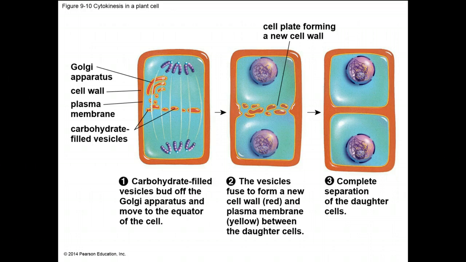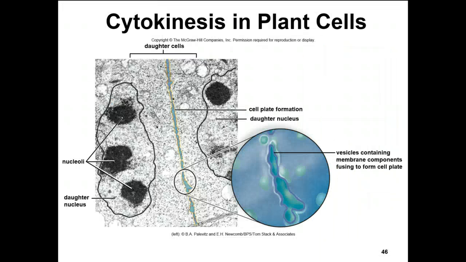So in plants, the stiff plant cell wall prevents the pinching off of cytokinesis seen in animal cells. So instead, these carbohydrate-filled vesicles will form the cell plate, which will give rise to the cell wall. Here's an electron microscope picture showing the cell plate forming between two cells that have divided through mitotic cell division and cytokinesis in a plant.